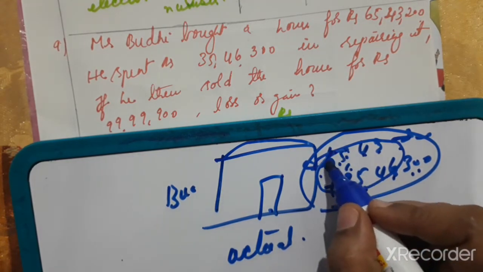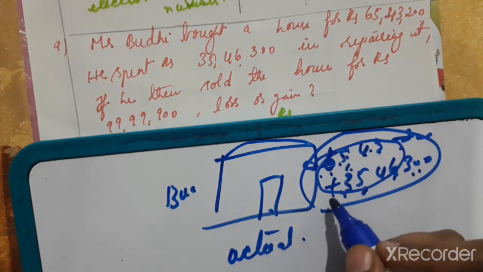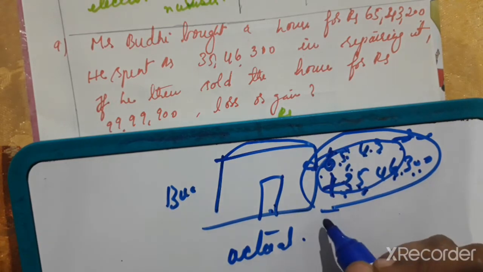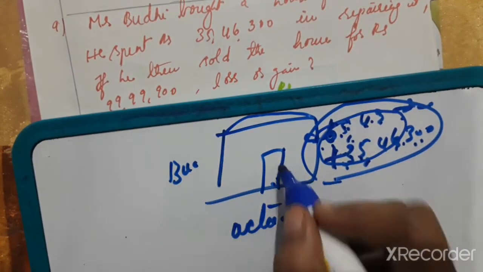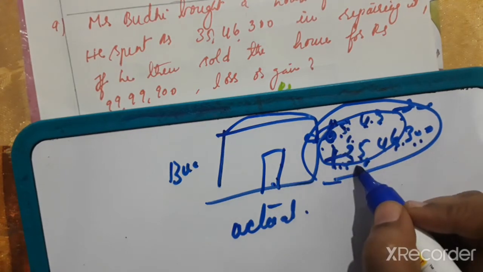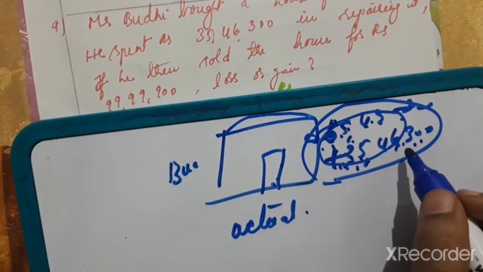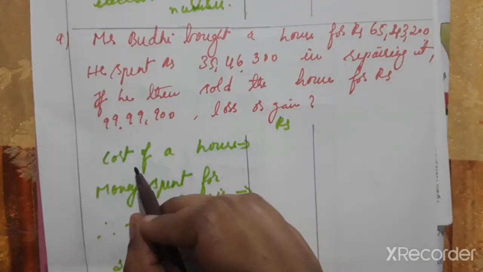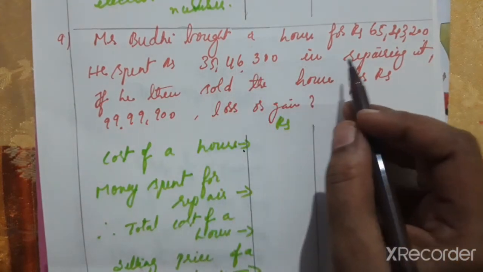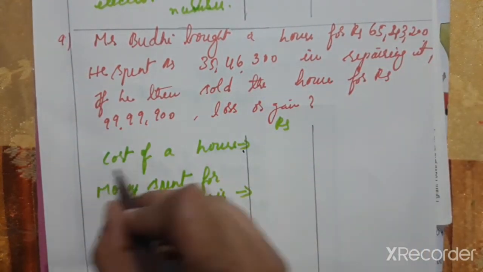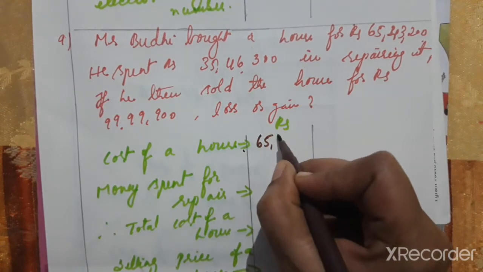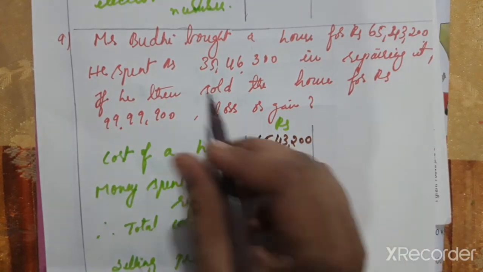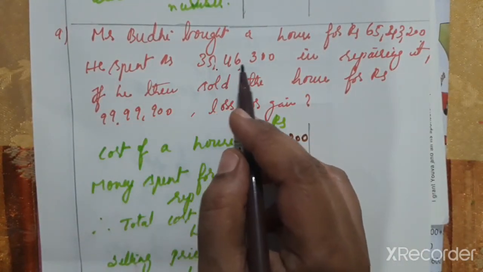The amount spent for repair has to be added to the cost. He bought the house for 65 lakh 43,000, then money was spent for repair, 35 lakh something. So the actual cost of the house is the total of these two, not only 65 lakh 43,200. Here the cost of a house means Buddhi bought the house for 65 lakh 43,200.